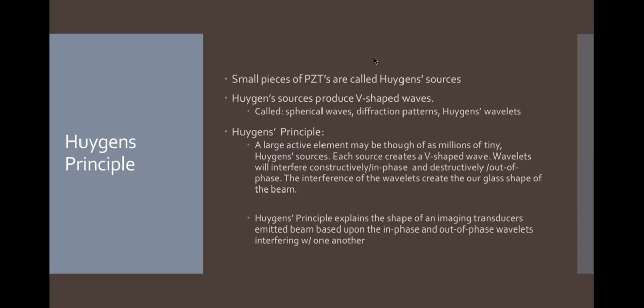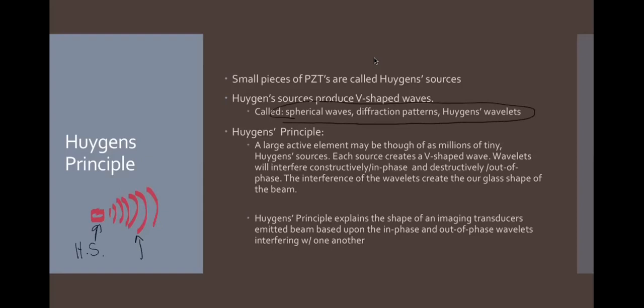So he said really small pieces of PZT, right? Here's a small piece of PZT. It's going to create a sound wave, but the sound wave is going to look like this. Okay, so that small piece of PZT is what he calls a Huygens source. This V-shaped sound wave is what he calls spherical waves, diffraction patterns, or Huygens wavelets, okay?